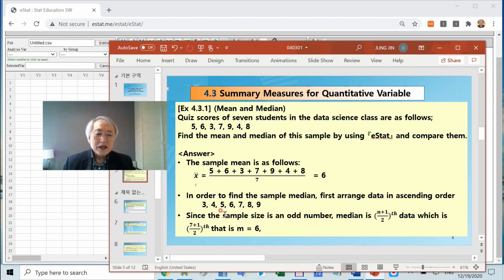Well, we have sample size 7. Therefore, if you arrange the data, you can see that this is in the middle. How do you find the location? 7 plus 1 divided by 2, that is this formula. Therefore, the first data, 6, is the median.